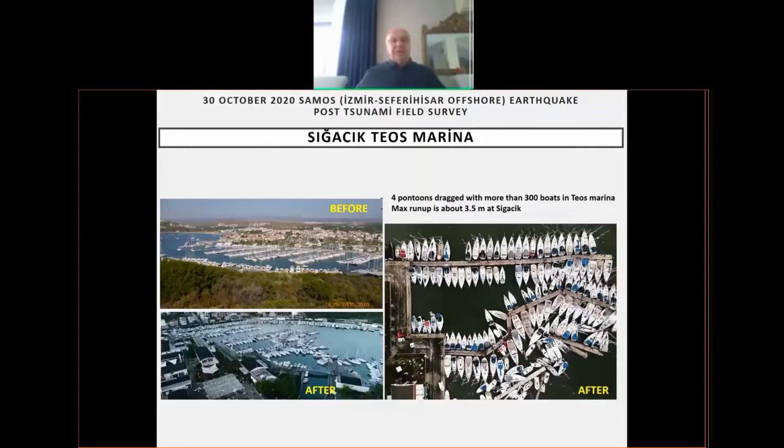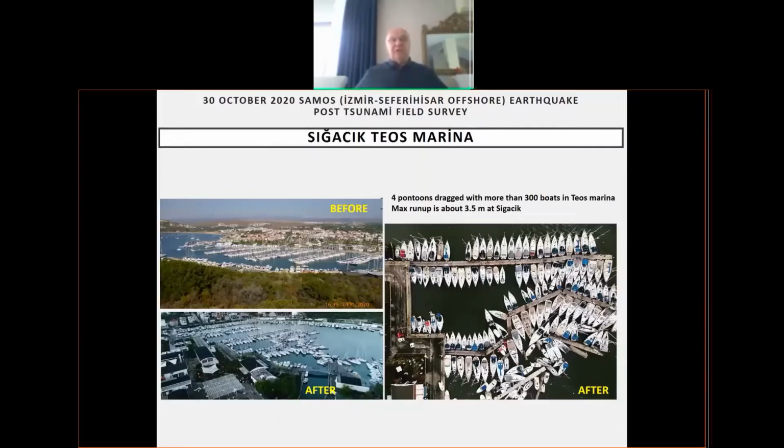The name consists of Tsu and Nami, meaning harbor and wave. All tsunamis, even if they are small in size, are effective at the harbor. So the Japanese gave the name tsunami to this wave.